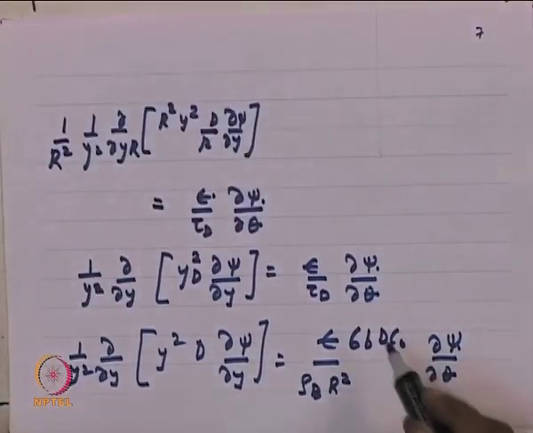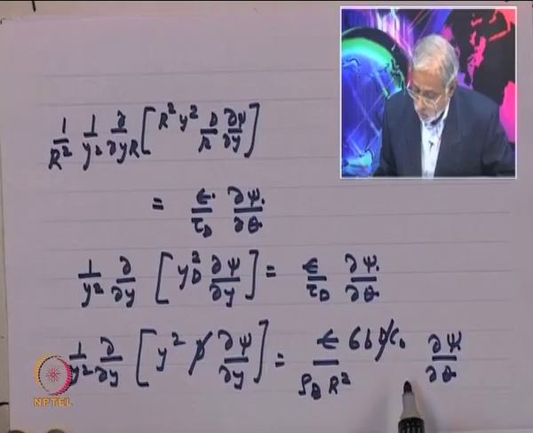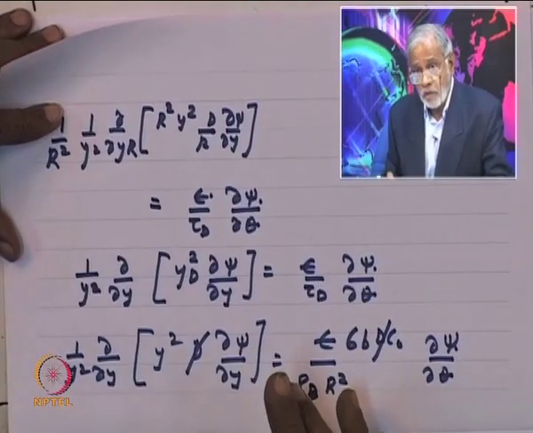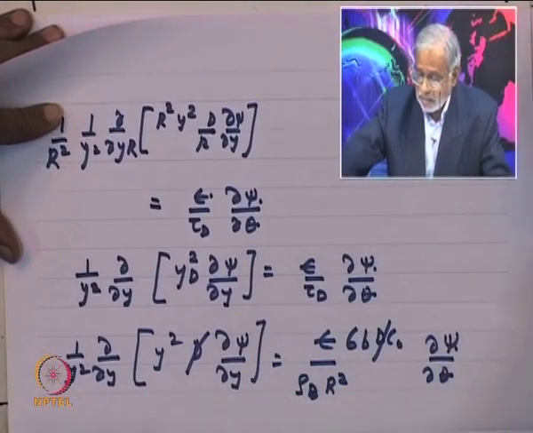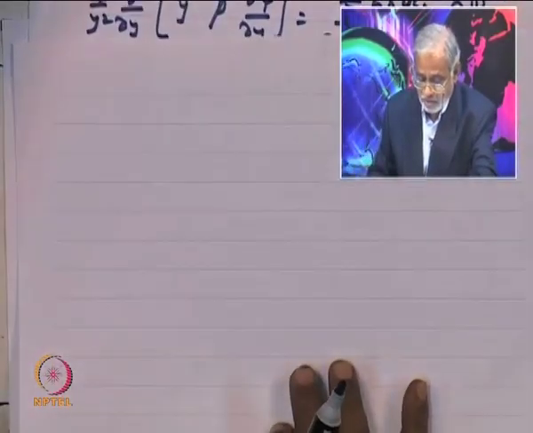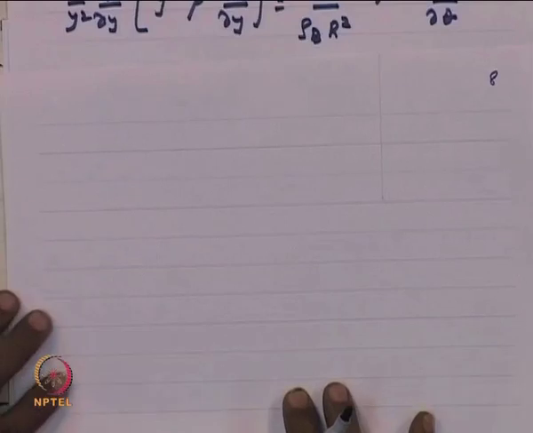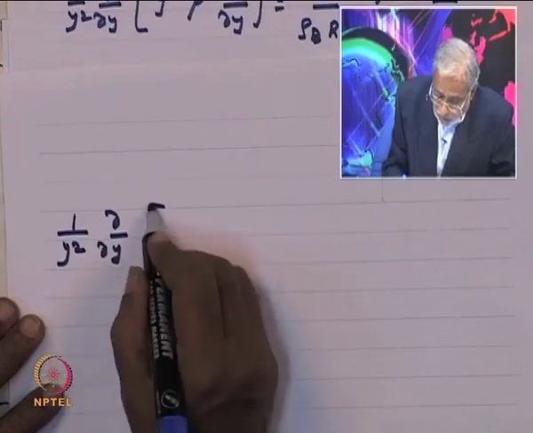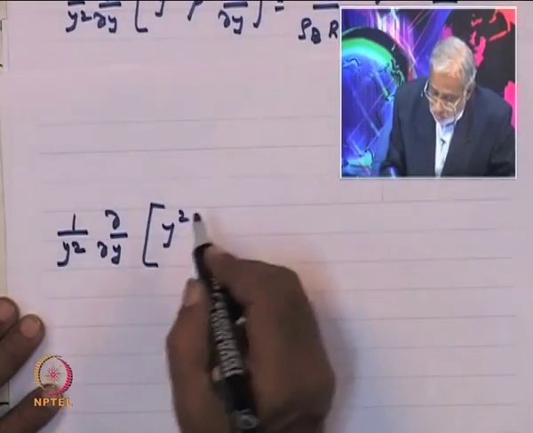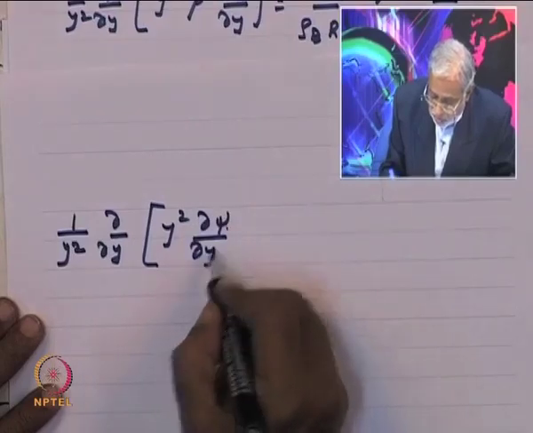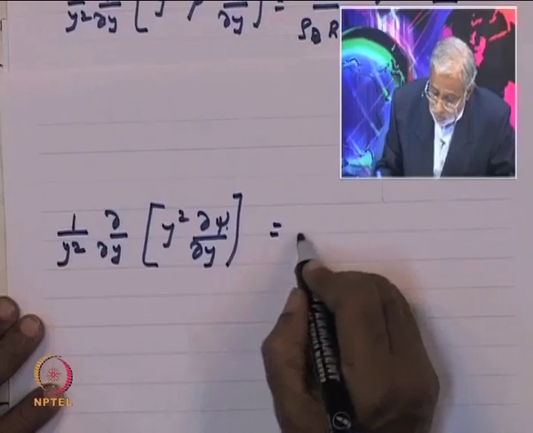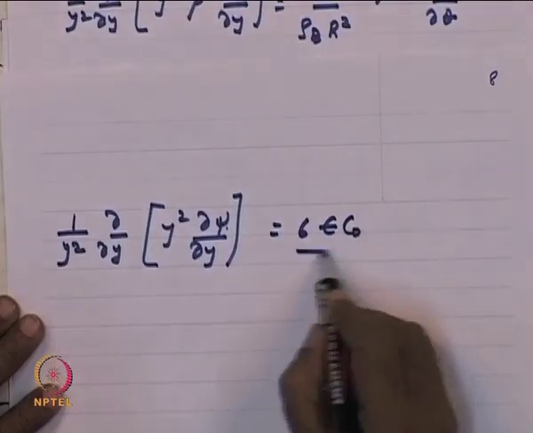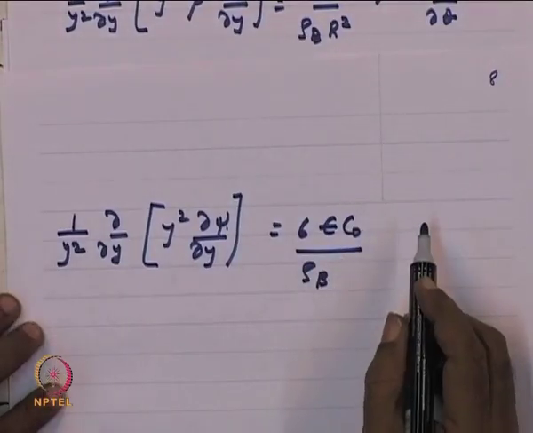Now, it simplifies, some terms go away, so that this diffusion equation, which describes the diffusion of the reactant gas through the ash layer, simplifies like this. Let me just write this once again, just for your sake. So, our equation looks like this: 1 by y squared del by del y of y squared, d cancels off, so del psi del y, equal to 6 epsilon c 0 by rho b r squared.